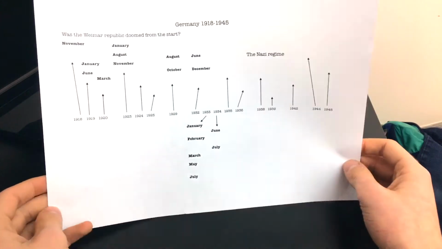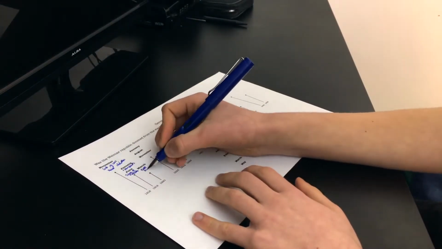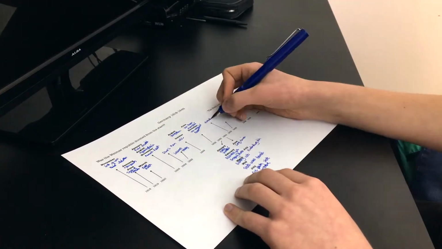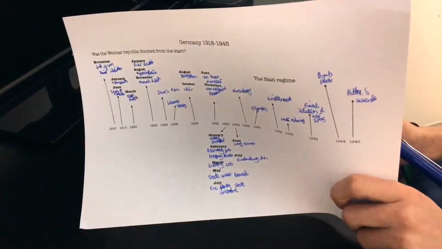Another thing I sometimes like to do is make a blank timeline with all the dates on, and I have to go in and write down all the events. Again, that's testing myself chronologically, and it's making the links between the dates and the actual events. So again, it's just building those links and helping me learn stuff.